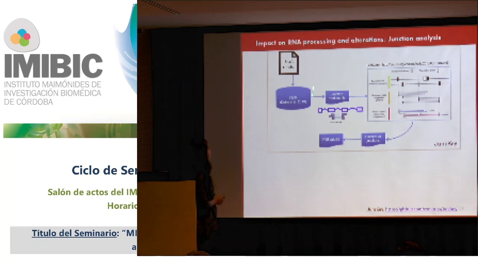So here, this is the pipeline to follow, and then you get junctions, new or known, and then you can cluster them and get the PSI values. Based on that, you can tell if there is a splicing change happening or not in your data.